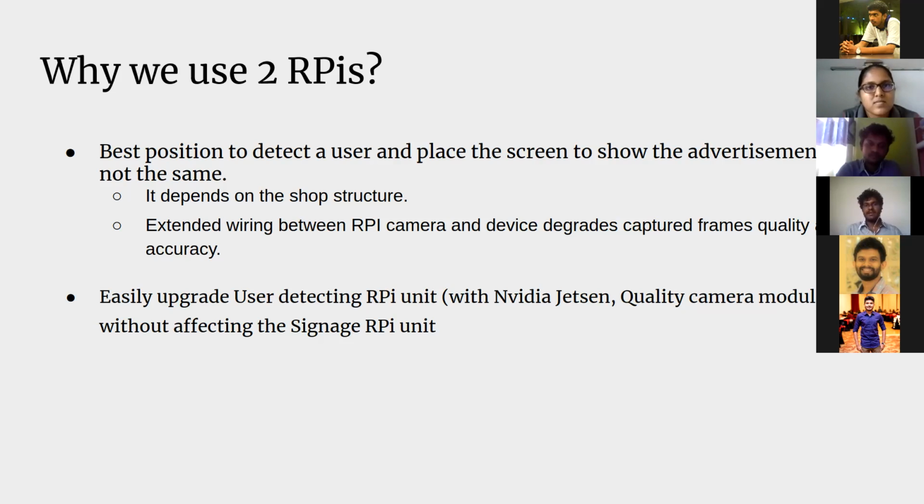And then you might think, why can't we use wires? We can also connect with wires, but it's not good when we think about wiring the camera to the RPi over a considerable distance, and it's not easy. Actually, it degrades the captured frame quality and accuracy.